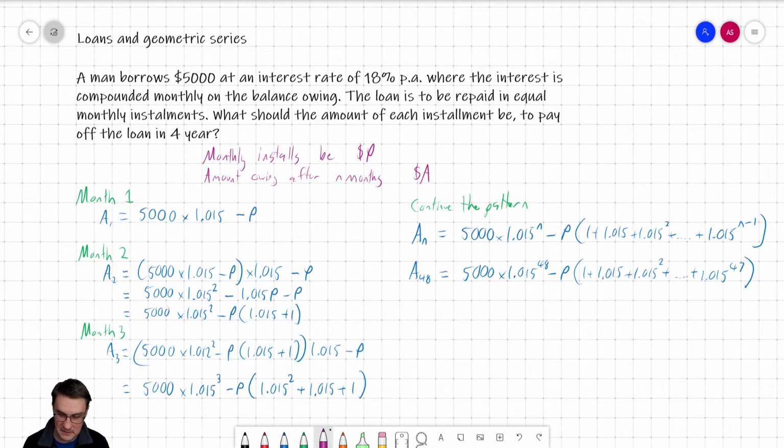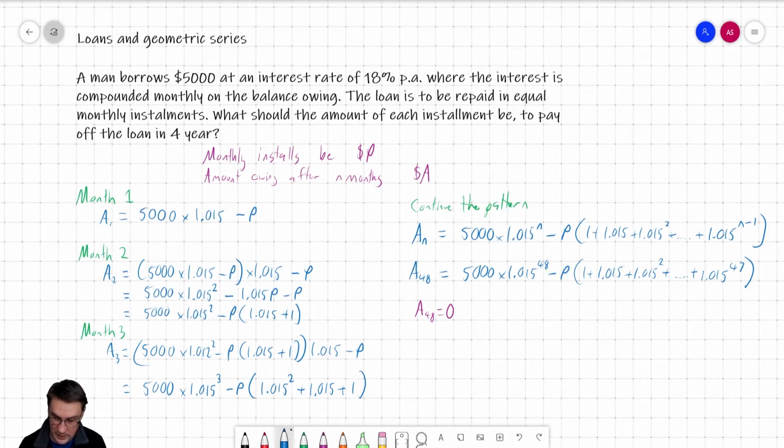Now, another key thing that we know is that we have A_48 is equal to 0, because this is the point where the loan is paid off. So based on this, I want to rearrange the equation I have here, since effectively it's 0 equals 5,000 times, etc. at this stage. By rearranging it, I want to make P the subject, since P is the only letter which we have in this now. So it means we can solve it using normal algebra.